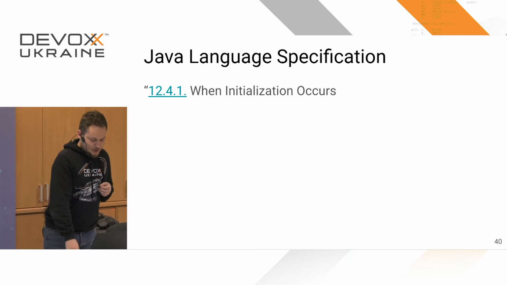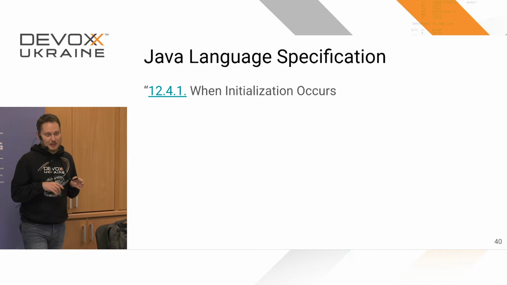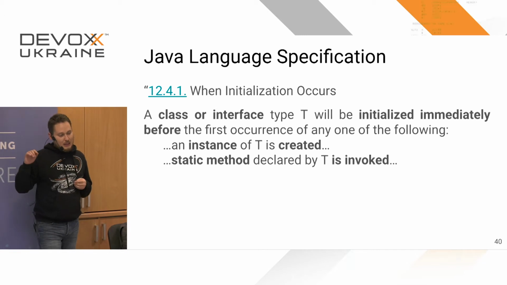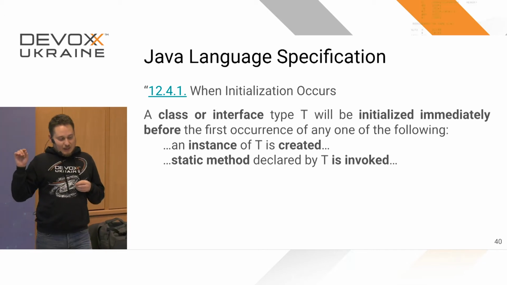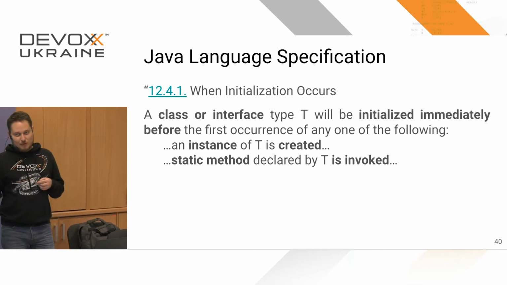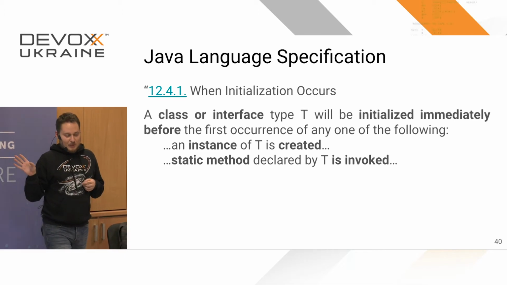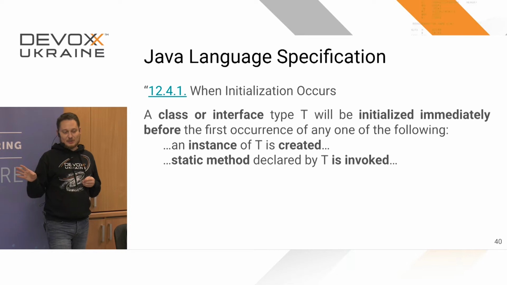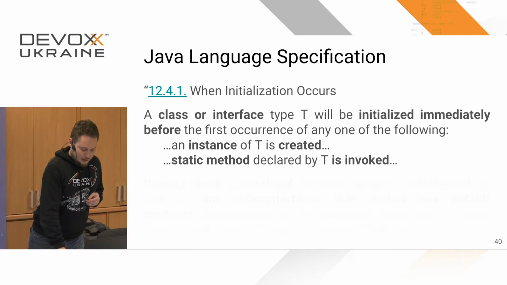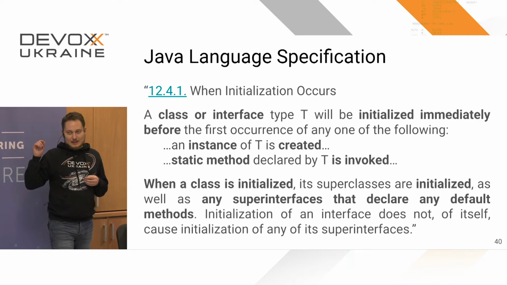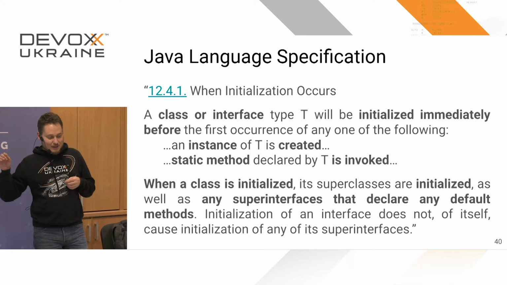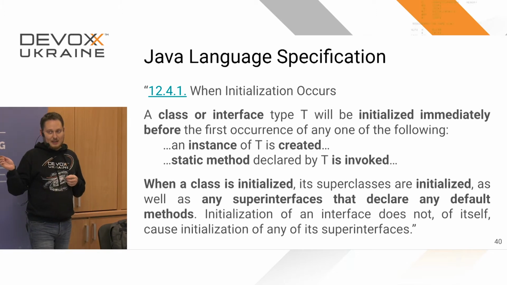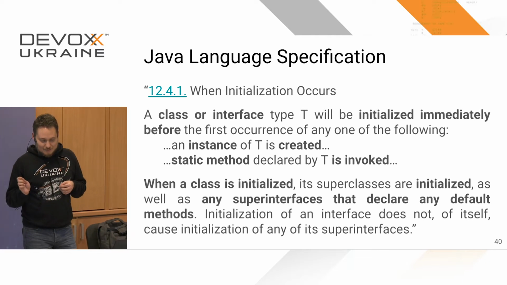And in order to do so, we will read another Bible, which is the Java language specification. In the chapter about initialization, it says a lot. We need to remember only the following words. An interface is initialized immediately before one of two things: an instance of the interface is created, or a static method of this interface is invoked. Then, when a class or interface is initialized, its superclasses are initialized as well as any super interfaces that declare default methods. That's important.